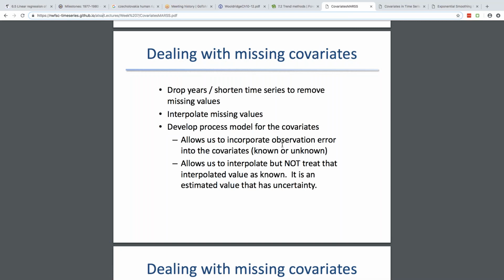Okay, 56. Let's take a break, and I'll talk a little bit about missing covariates, and then you'll start playing with that in the lab. Okay, so let's take 10 minutes.